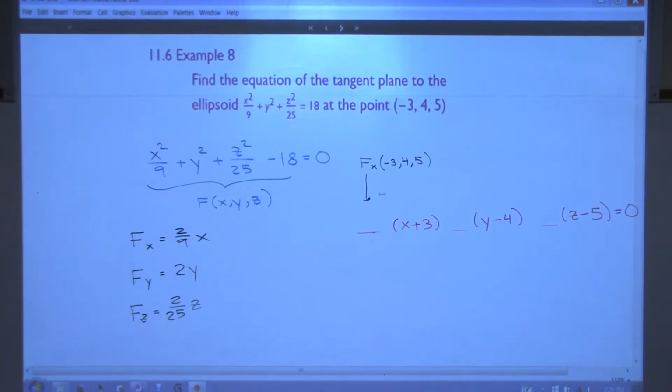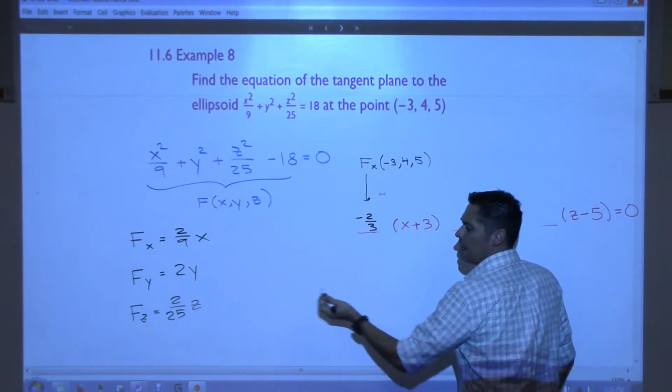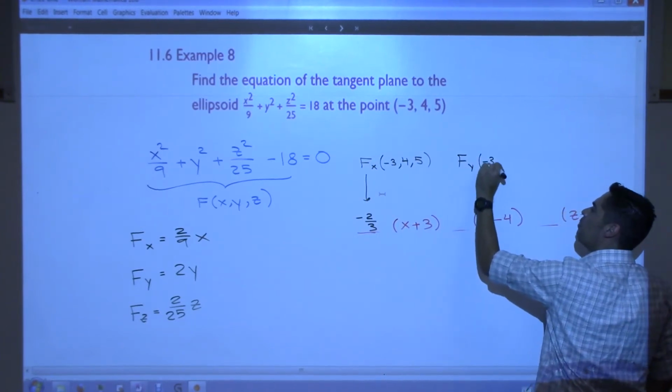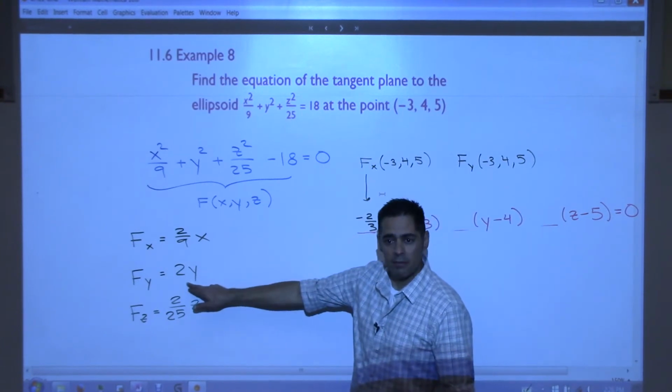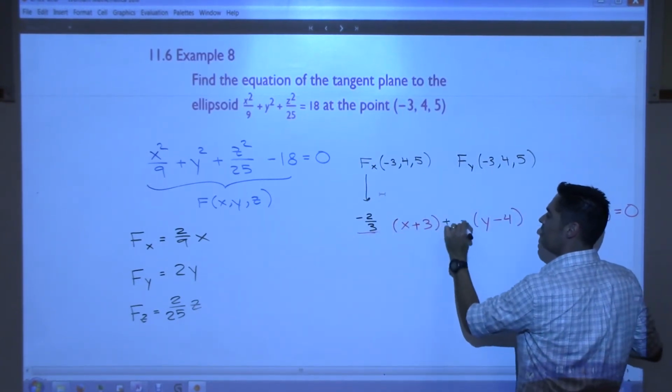-2/3. So this is -2/3. Then I need to do this one, which is the partial with respect to y at the same point. Fortunately for us, this only has y in it. So I just plug in 4, and 4 times 2 is 8. So this is +8. You following?